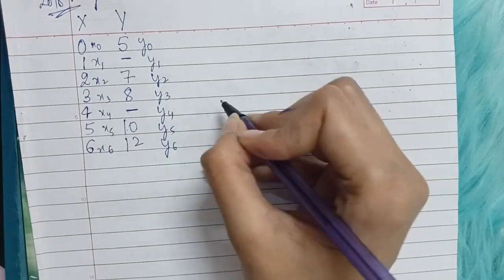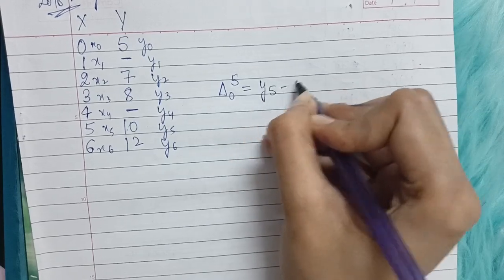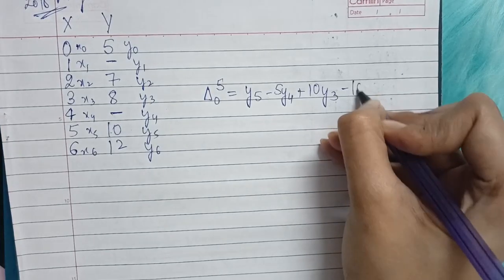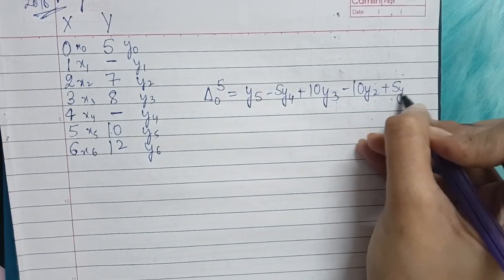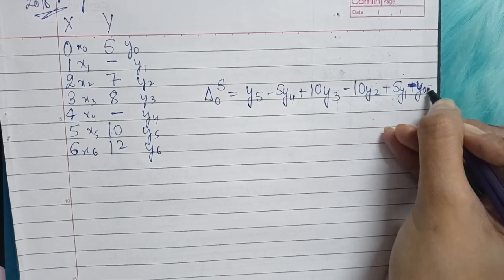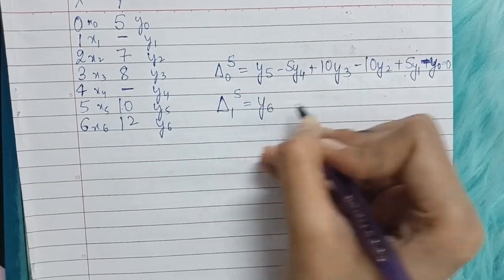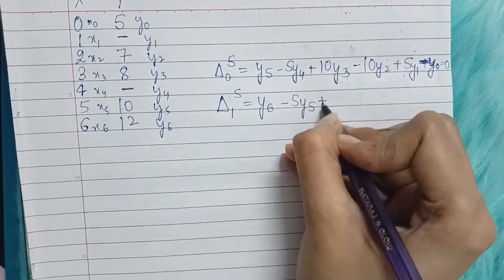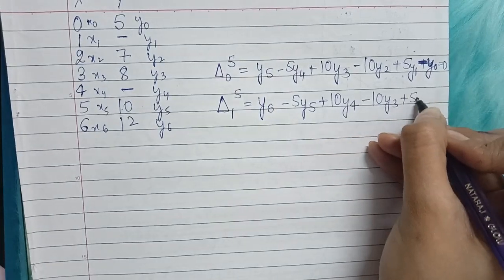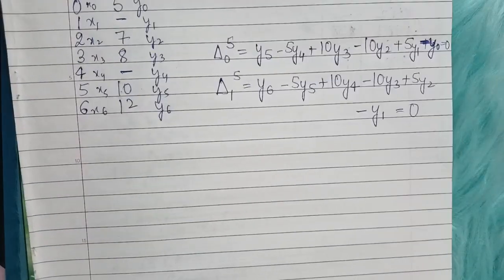Because 6 values are coming and 2 are blank, we will go up to 5. So delta 5 of y0, that is y5 minus 5y4 plus 10y3 minus 10y2 plus 5y1 minus y0, right, after plus comes minus, equals to 0. Similarly, when we have to do 1 to 5, we will replace: y6 minus 5y5 plus 10y4 minus 10y3 plus 5y2 minus y1 equals to 0. Now we just have to put the values here.